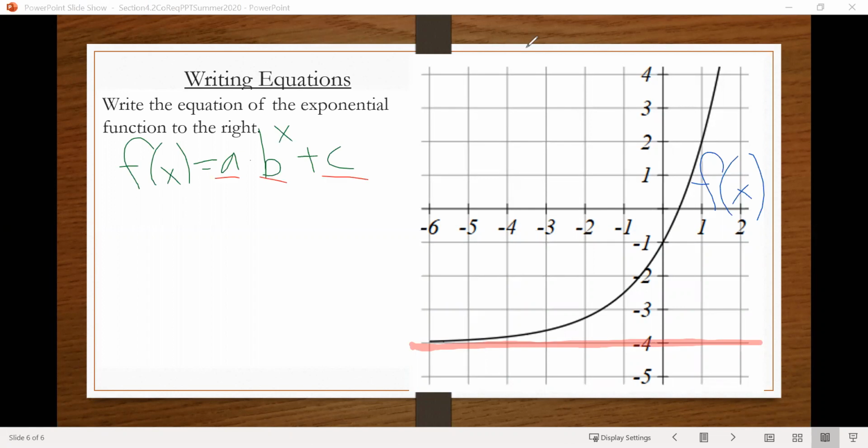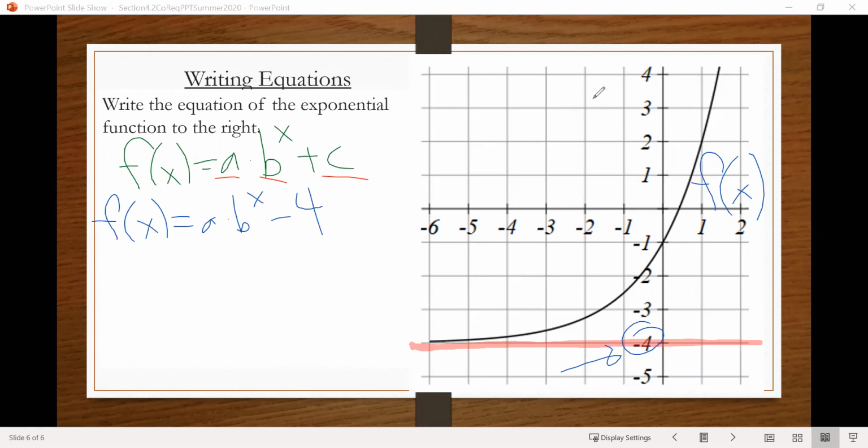Now finding c is fairly straightforward because, as we saw on the previous slide, the value for c comes from the horizontal asymptote. So notice that our horizontal asymptote goes through -4. So that tells us this function will have the form f of x equals a times b to the x minus 4. So put in -4 for the c value. And now we just need to find a and b.